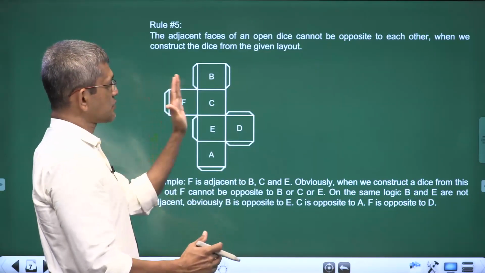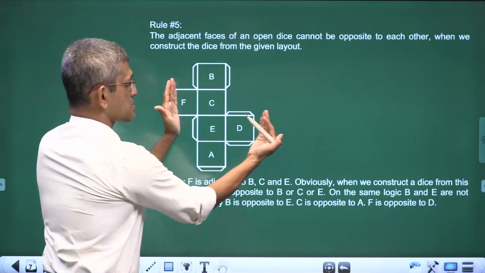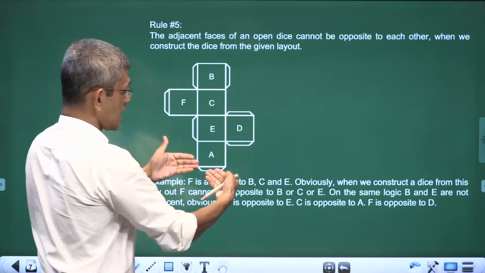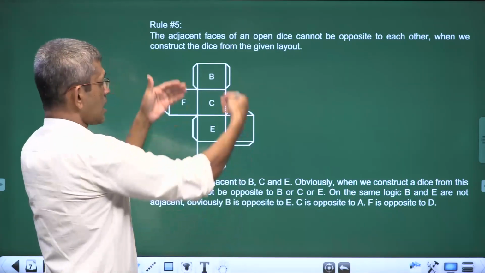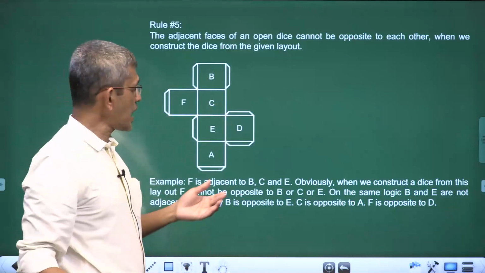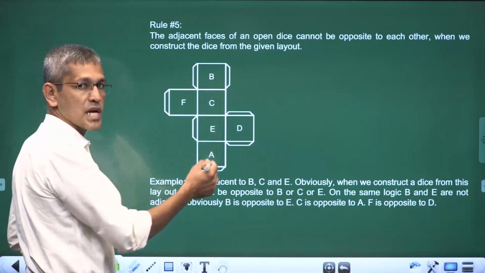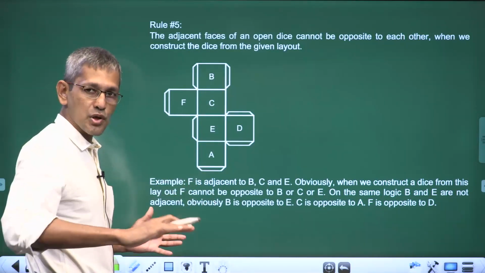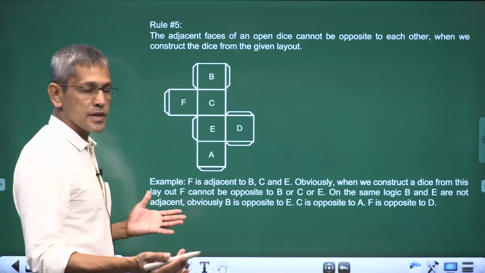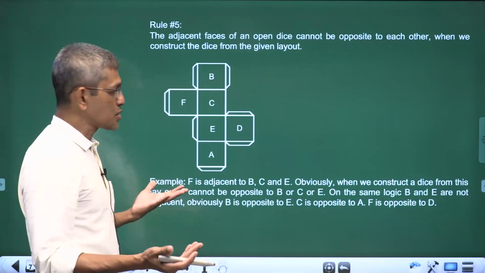F must be folded towards this direction, right? And D must be folded towards this, right? And A must be folded like this. And B must be folded like this. So we have to consider any one of these faces as the base. So base, bottom part, right? So which is the bottom part? Your choice, you can assume anything you want.